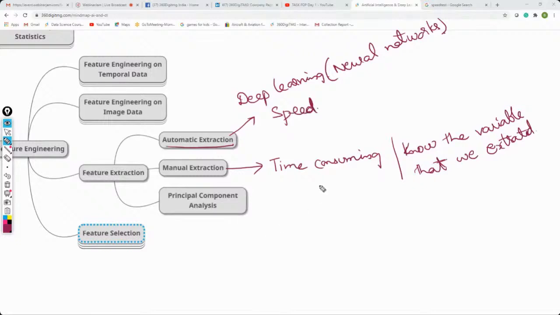You might spend days together performing manual extraction of features, the exercise that we have done. Since we did it long back, I was able to do it quickly, but it will take time if it's new data. You need a lot of domain knowledge. But with deep learning, it will automatically extract the features and hence it is fast.